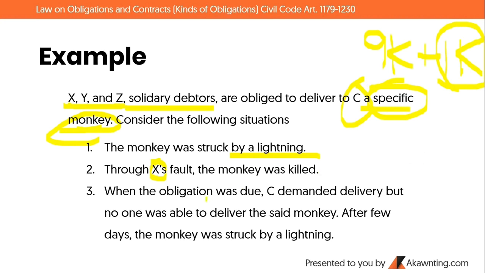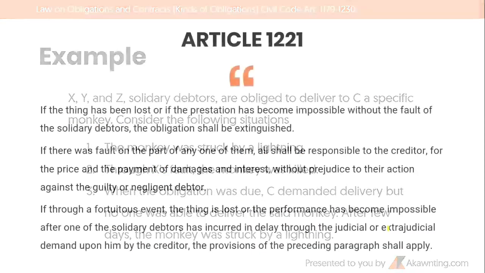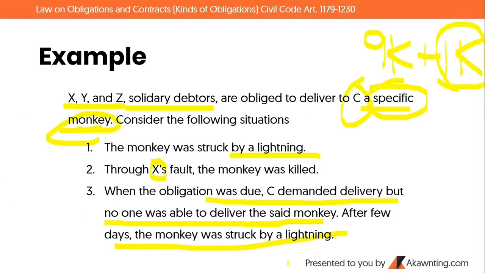When the obligation was due, C demanded the delivery but no one was able to deliver the said monkey. After a few days, the monkey was struck by lightning. Okay. Ito yung third paragraph. Ito yung kahit na for 327 pero may delay. Okay? May demand na eh. May demand na. So, walang nag-comply. So may delay. Okay? So, ang magiging rule natin, parang ganito.